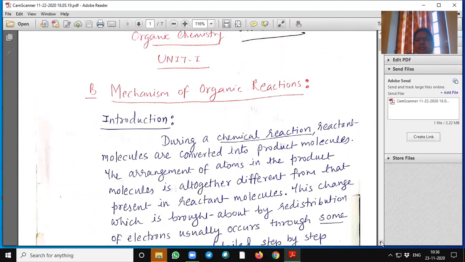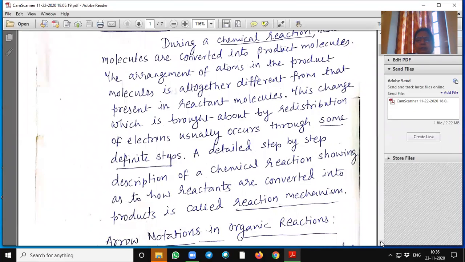During a chemical reaction, reactant molecules are converted into product molecules. The rearrangement of atoms in the product molecules is altogether different from that present in reactant molecules. This change, which is brought about by redistribution of electrons, usually occurs through some definite steps. A detailed step-by-step description of a chemical reaction showing how reactants are converted into products is called reaction mechanism.